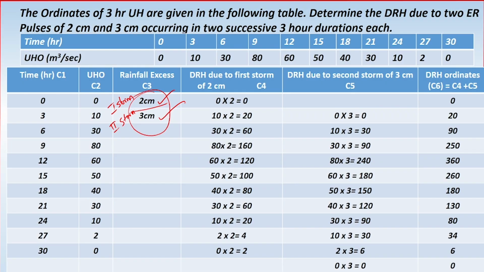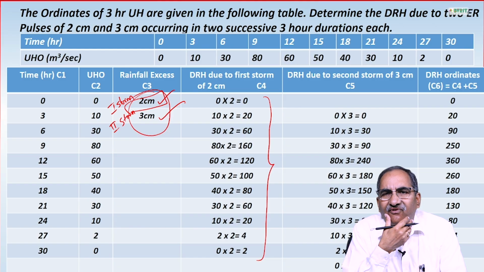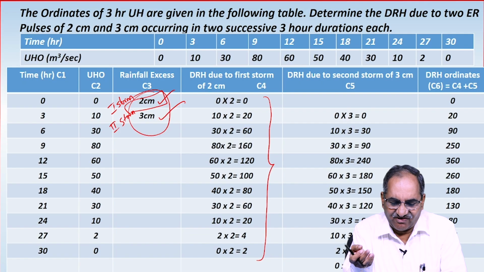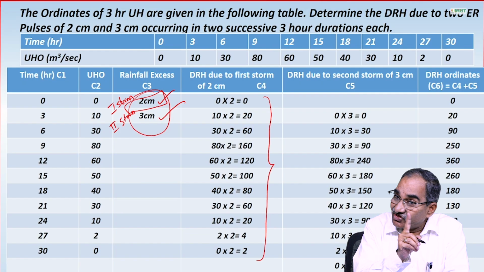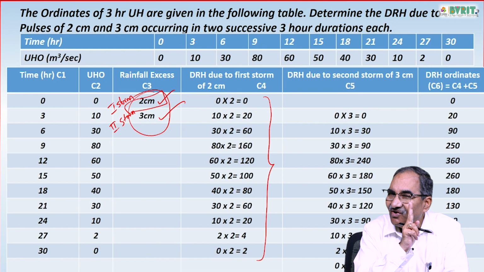First one I will take. First one is 2 centimeters. So this multiplied by UH ordinates, I have put it. This is how I got it. It's as usual like the previous problem. So the direct runoff ordinate is equal to UH ordinate into depth of direct runoff. That's what I have done. But this is not one storm. There is a second storm also.